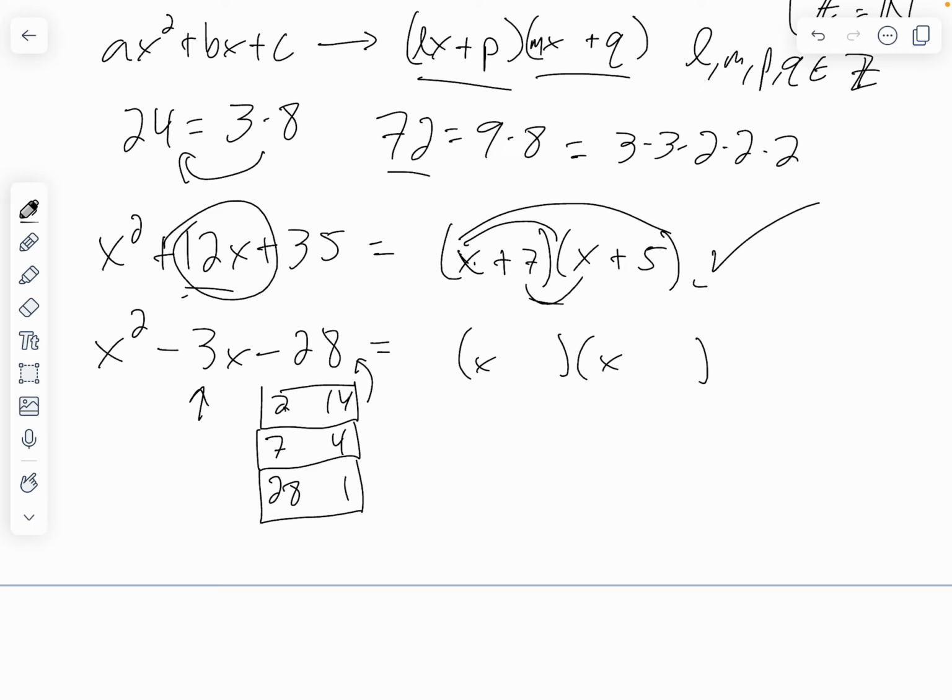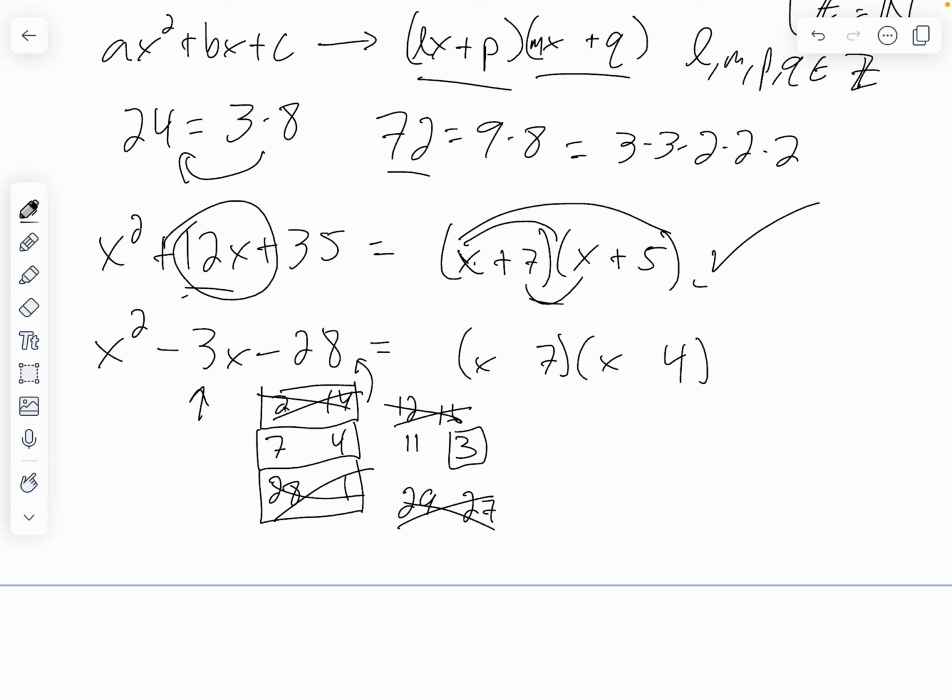Well, 2 and 14 could make a 12 or a 16. That's no good. So it's not that one. 7 and 4 could make an 11 or a 3, right? If I subtract 7 and 4, they somehow make a 3. And don't worry about the negative for now. We'll figure that out later. 28 and 1, when I add them or subtract them, I could make a 29 or a 27. No good, right? So it's going to be 7 and 4 for sure.